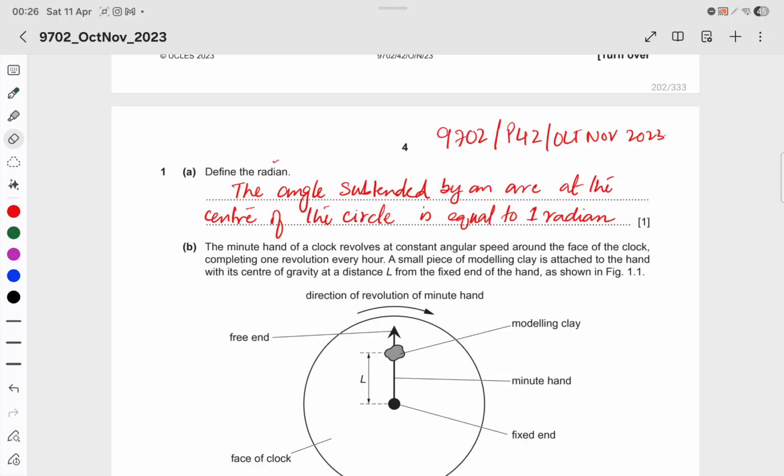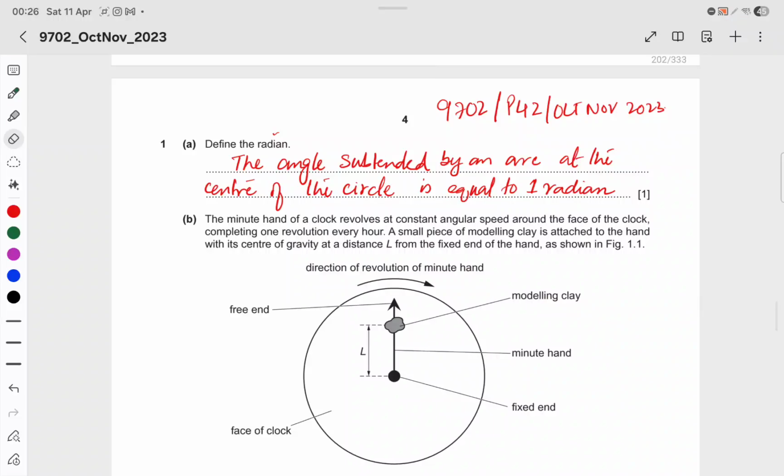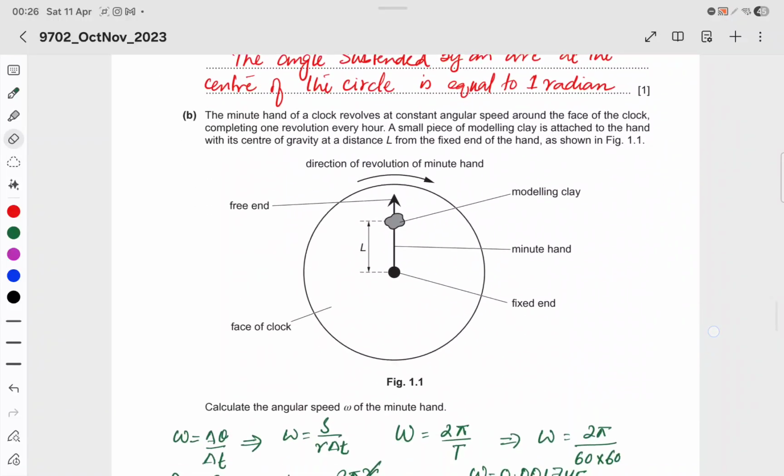So this is the most relevant and most frequently asked question in circular motion. Define the radian: the angle subtended by an arc at the center of the circle equal to the radius is 1 radian. That is how we explain a definition related to a unit.